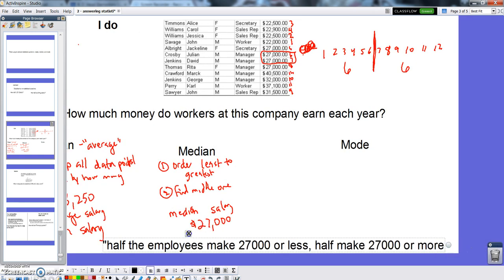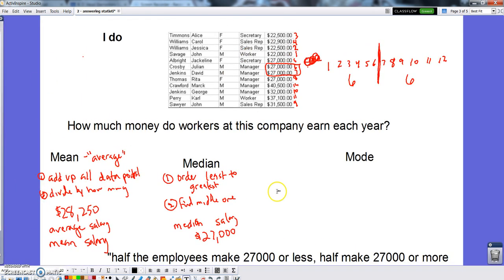That's really how the median works. You're kind of looking and saying, well, half the people make more than this, and half the people make less than this. That's what the median means. It's the halfway point between everything.